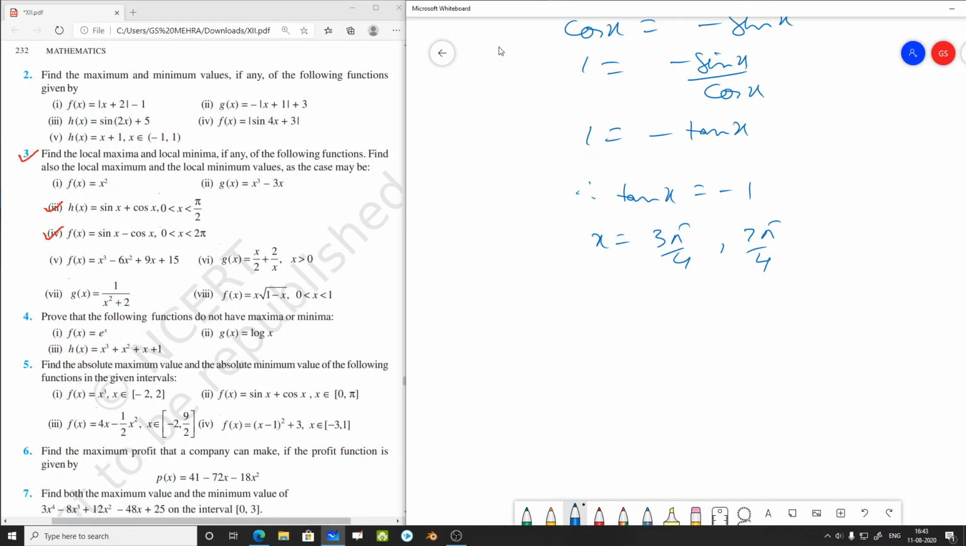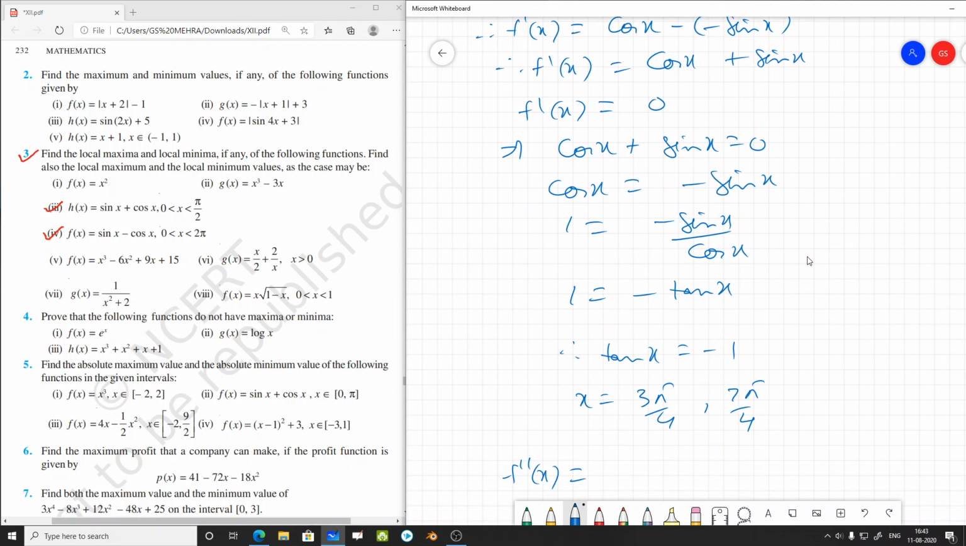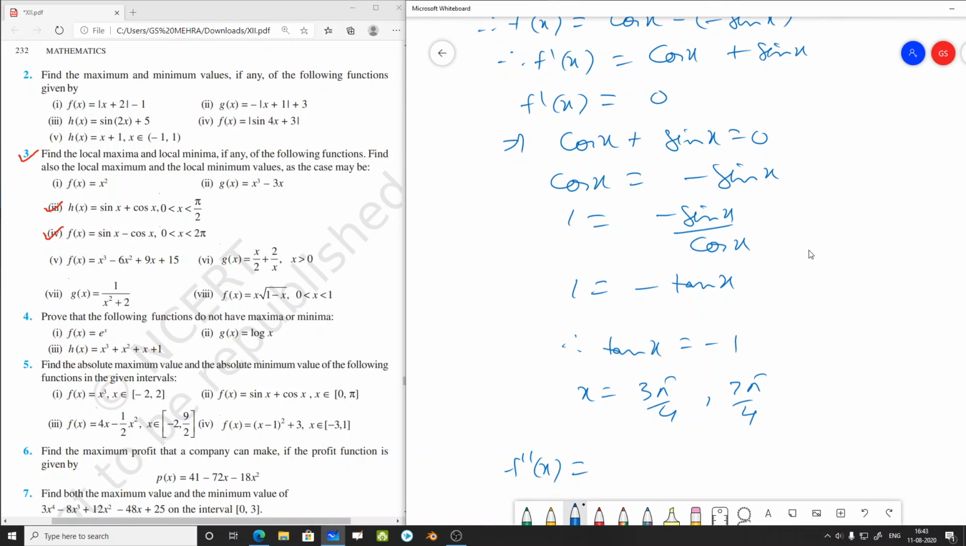For that, first of all, we have to find the second derivative of f(x). What is f'(x)? f(x) is sin x − cos x, and f'(x) is cos x + sin x. We differentiate this one more time with respect to x. Differentiation of cos x is −sin x, and plus we get cos x. So the second derivative is f''(x) = −sin x + cos x.